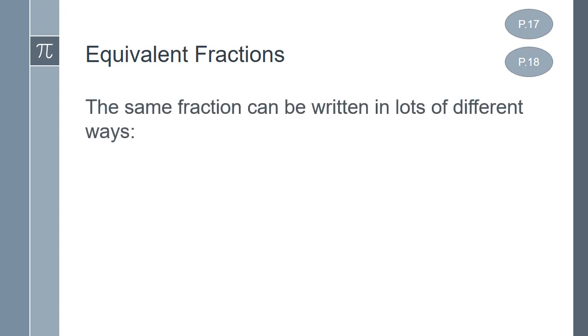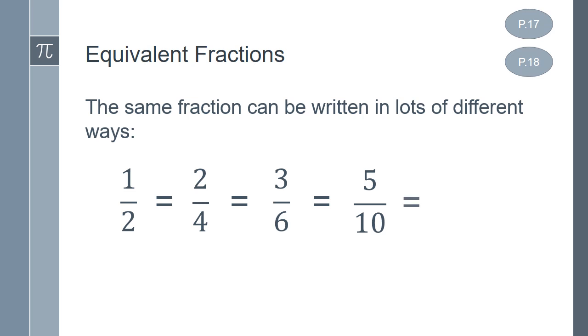The same fraction can be written in lots of different ways. A half is the same as 2 quarters, which is the same as 3/6, which is the same as 5/10, which is the same as 345 over 690.